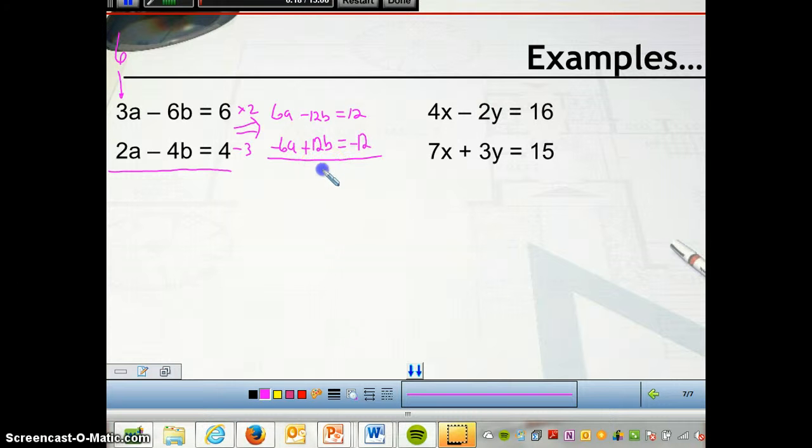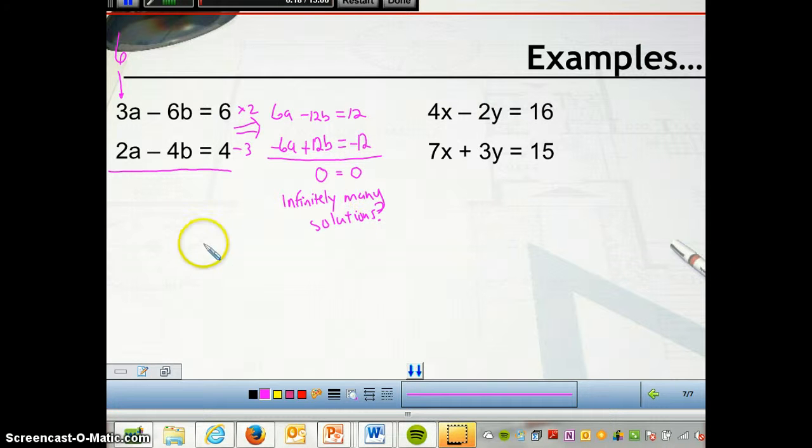So since they both eliminated, that means I have 0 on the left-hand side. Let's see what happens on the right-hand side. Right-hand side, I've got 12 minus 12. That's a 0 as well. So I have 0 equals 0. Since my variables canceled, and I'm left with a true statement, 0 does equal 0, that's going to be infinitely many solutions. Do you know what that means graphically?